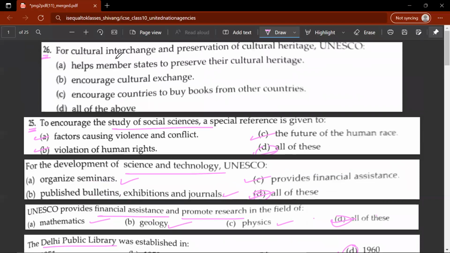And then 26th question: for cultural interchange and preservation of cultural heritage, UNESCO does what? So it helps member states to preserve their cultural heritage, encourages cultural exchange, encourages country to buy books from other countries. D would be the correct answer.